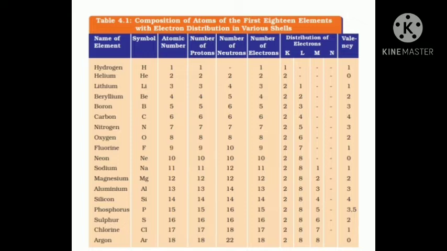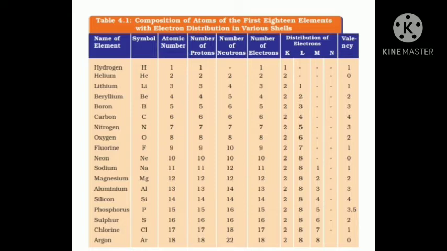Similarly, for the other elements, the mass number is subtracted by the number of electrons or protons, that is the atomic number, which gives the number of neutrons. Fluorine, symbol F, atomic number 9. So the number of protons and electrons are 9. Number of neutrons 10. Distribution of electrons 2, 7. So valency 8 minus 7 is equal to 1.